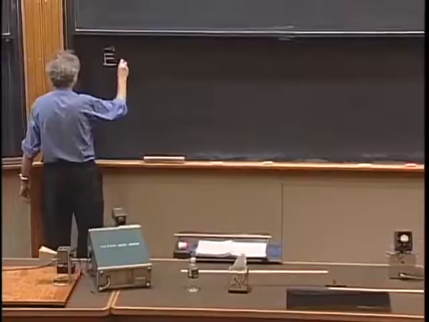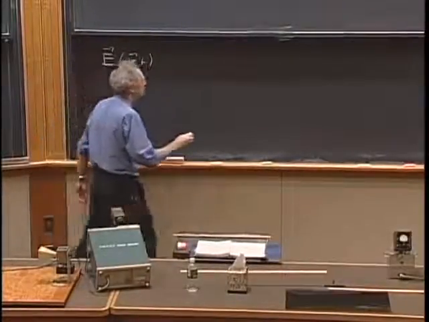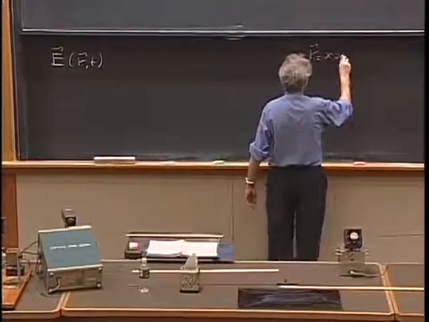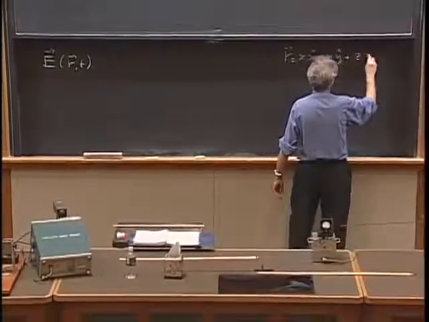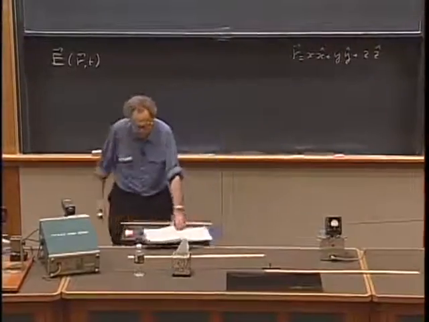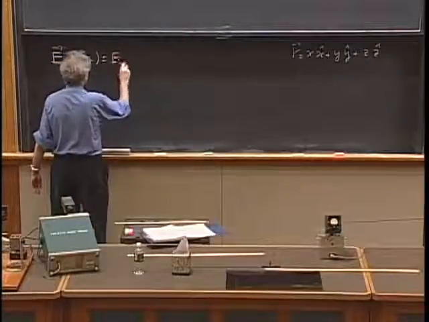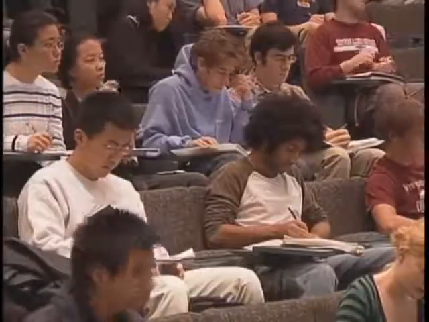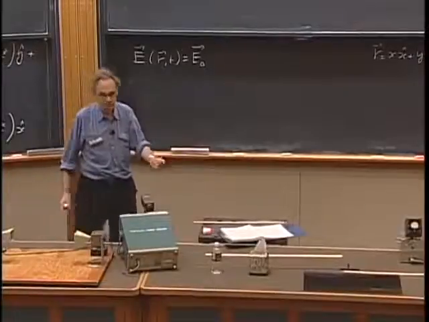we now get the E vector as a function of r and t. And r is a vector in space, which is x roof plus y roof plus z roof. It's any position vector in space that you prefer. And now E0 is a vector. It's not in x or y or in z. It is in 3 dimensions, so this E0 has an x component, a y component, and a z component.